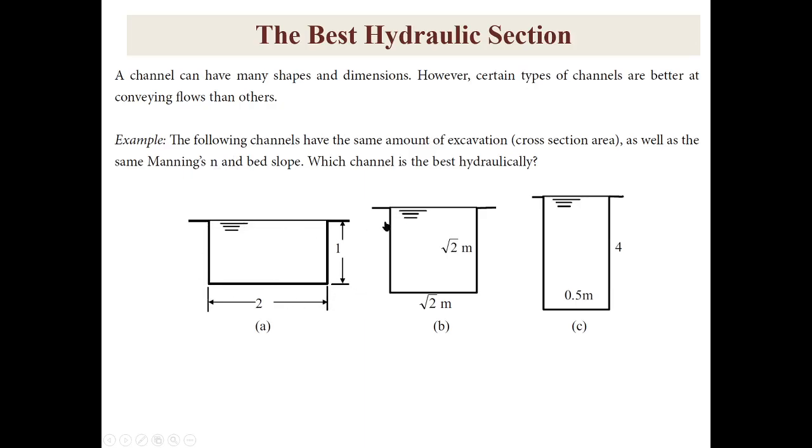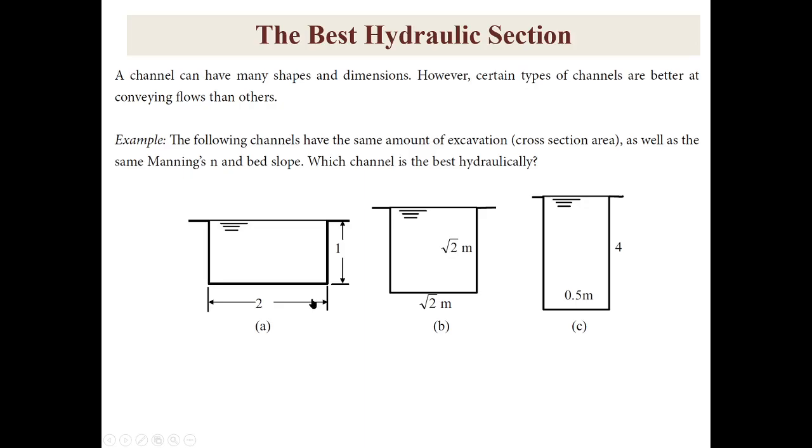The example says to assume you pay the same amount of money for lining of those cross-section sides and the bed or bottom of the channel. Therefore, you have the same Manning. Assume all are completed with concrete, therefore Manning roughness, which symbolizes the resistance of the channel to the flow, is constant, and also the bed slope, which is the slope between two points. For example, if you are going to convey water from here to here with a constant slope, this is called bed slope and is constant in these three cross-sections.